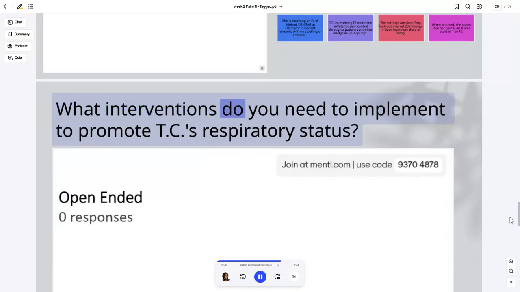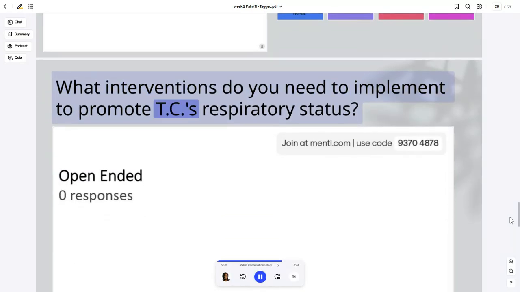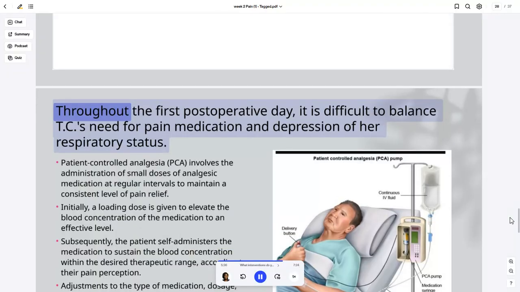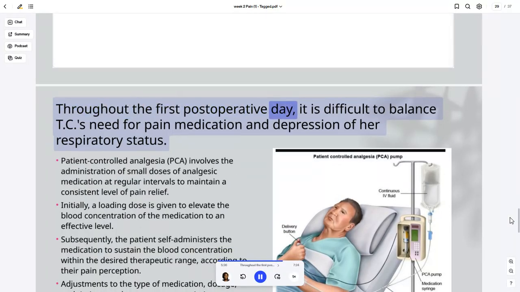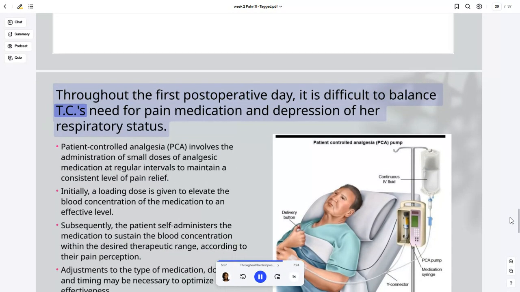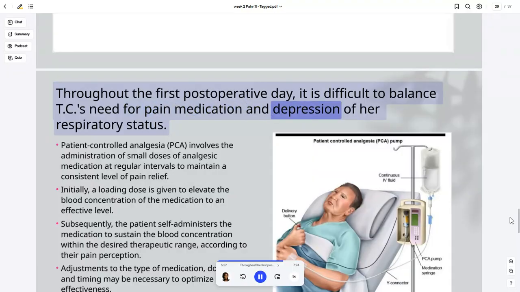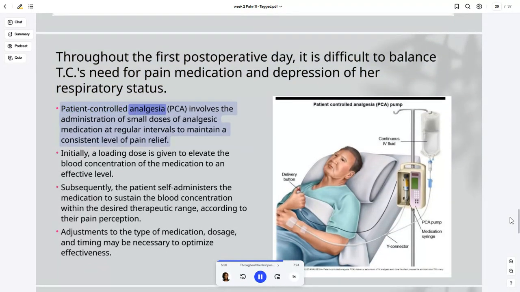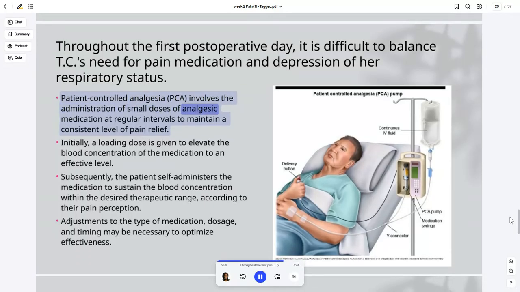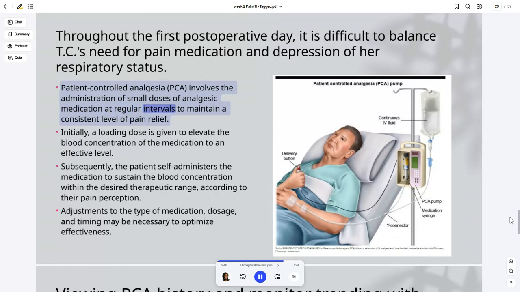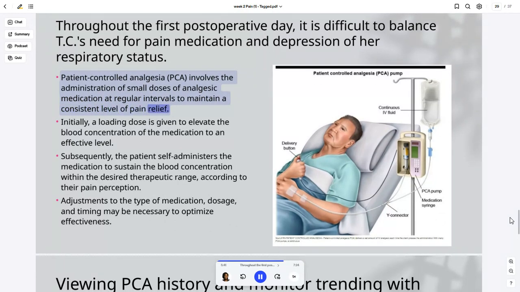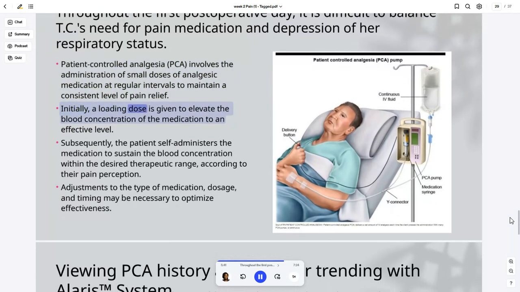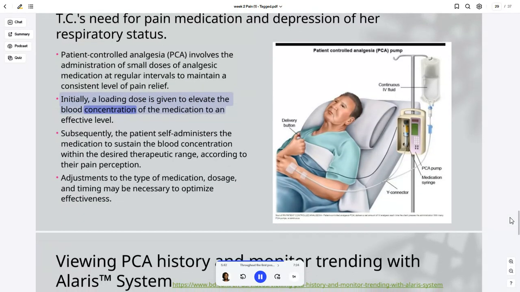What interventions do you need to implement to promote TC's respiratory status? Throughout the first postoperative day, it is difficult to balance TC's need for pain medication and depression of her respiratory status. Patient-controlled analgesia PCA involves the administration of small doses of analgesic medication at regular intervals to maintain a consistent level of pain relief. Initially, a loading dose is given to elevate the blood concentration of the medication to an effective level.